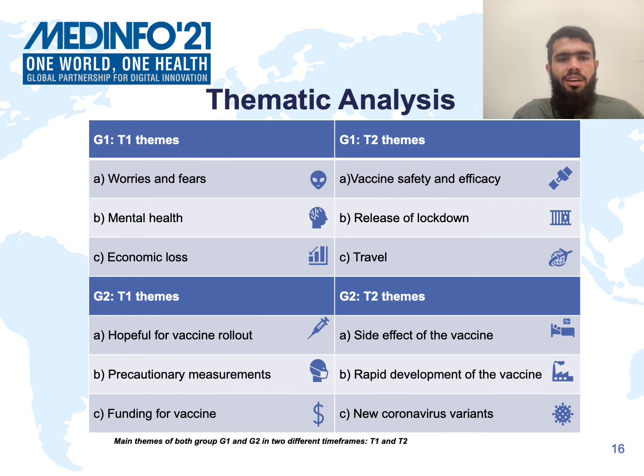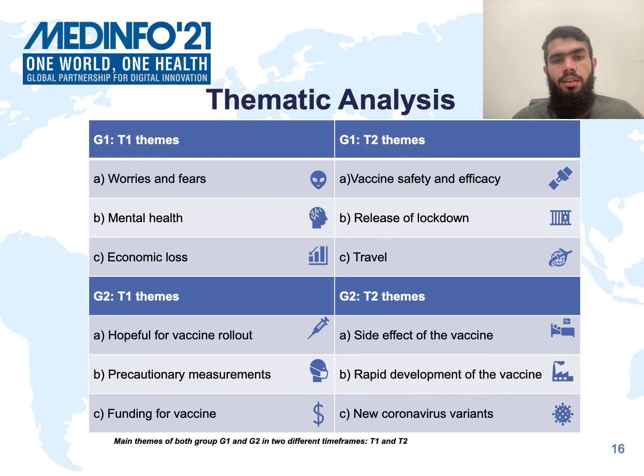After that, we also conducted a thematic analysis on each group in both time frames. In group 1, before vaccine rollout, users' tweets were more worried and fearful, and also concerned about mental health and economic losses. On the other side, group 2 users at time period 1 were more hopeful. Their tweets were about the vaccine rollouts, precautionary measures, funding for the vaccines, and so on.